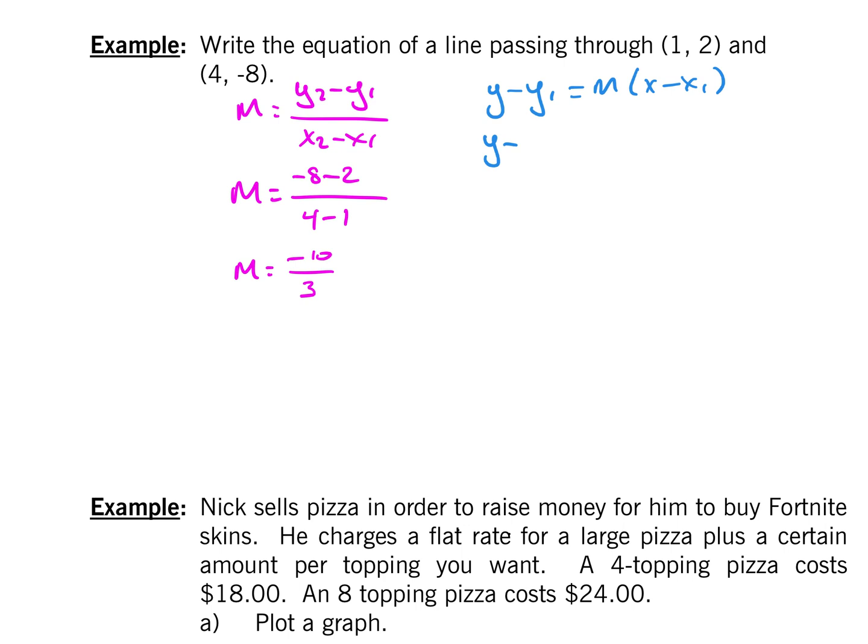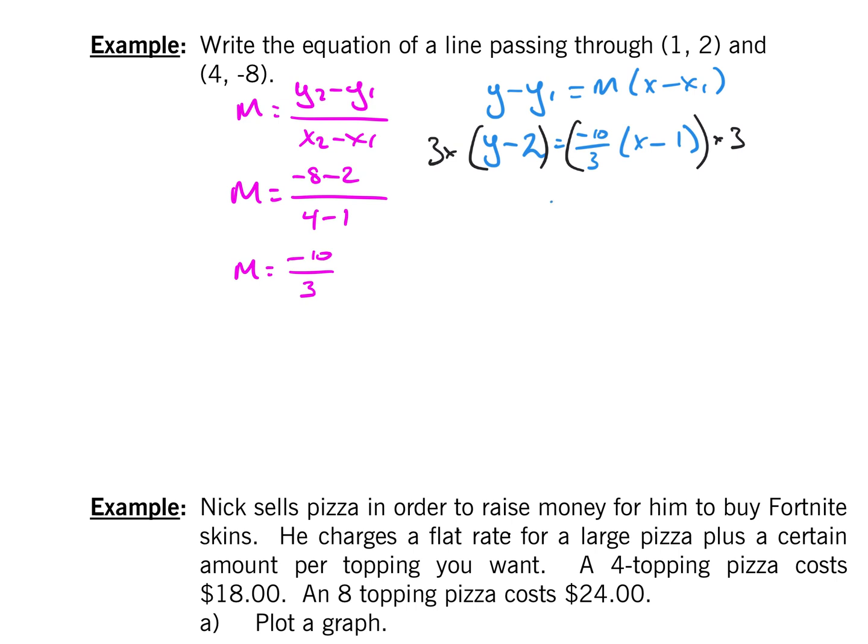If we're taking 1, 2, then our y1 will be simply 2. Our slope is -10 over 3. And our x value is 1. Now, the problem here is that 3. So we're going to go ahead and multiply both sides by 3.